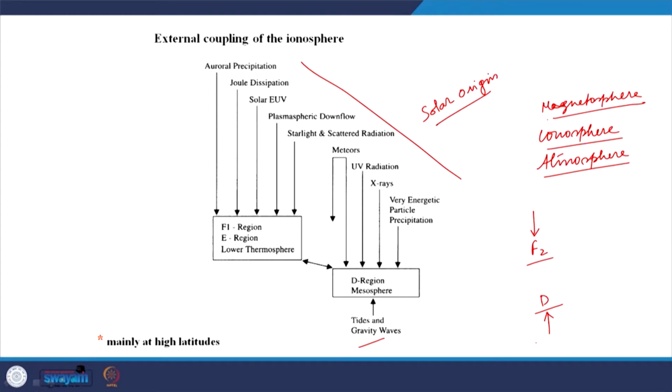In addition, there is also coupling between the D layer and the immediate layers above. The E layer, F1 layer, and the lower thermosphere layer couple very well with the D region of the ionosphere, right. The point is that the atmosphere is a coupled system, which we know already. The ionosphere and the neutral atmosphere are very well coupled, and the ionosphere is also the region which couples very well with the solar forcing. Okay.